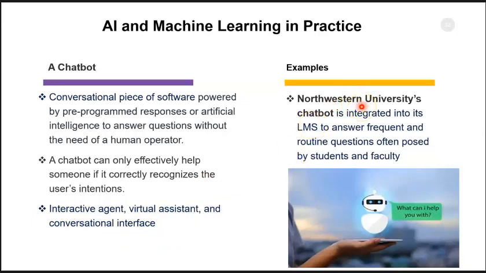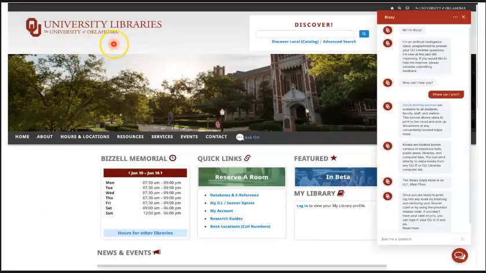An example of a chatbot: Northwestern University integrated a chatbot into its LMS to answer questions received from students and faculty about all the services in the LMS, like information about the courses, their enrollment, the due dates of the assignments, and so on. Another example is that the University of Oklahoma also incorporated a chatbot into its library system, so faculty and students can ask questions related to library services.